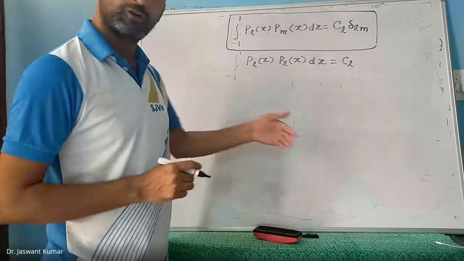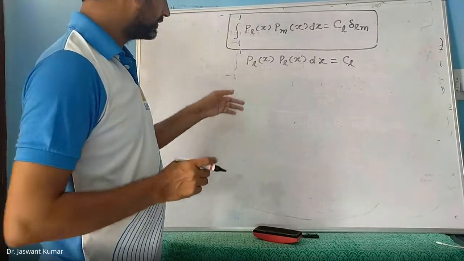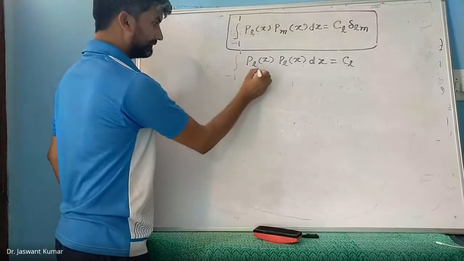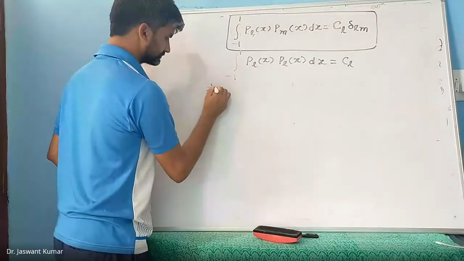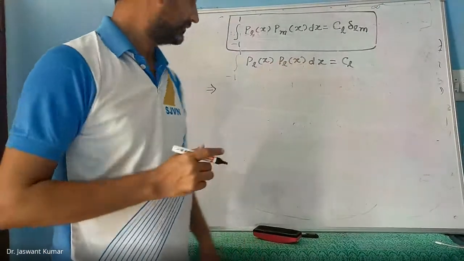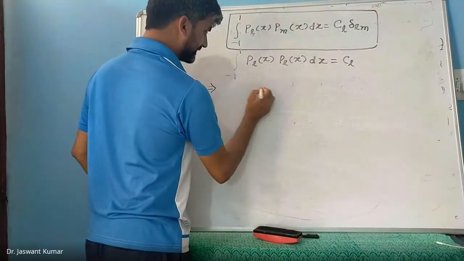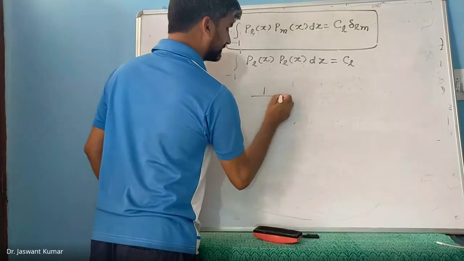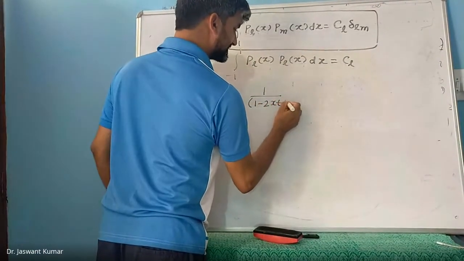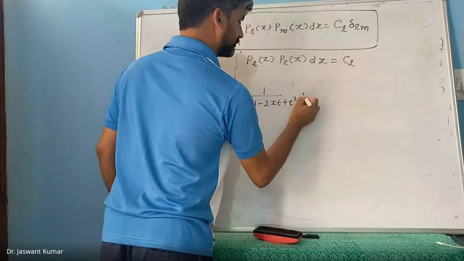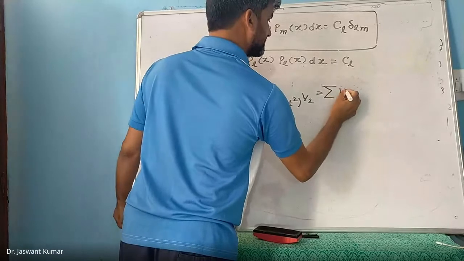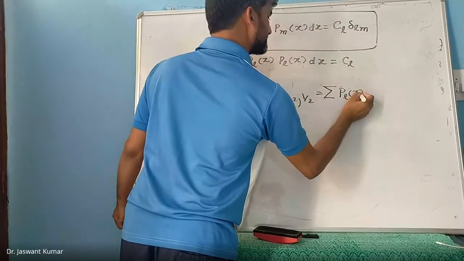For this also, we know PL of x. The way we do it is that we start with the generating function. So you tell me, what is the generating function? How do you write it? We write it as 1 minus 2xt plus t square to the power 1 by 2. This we know can be written as the sum of PL of x t to the power L.